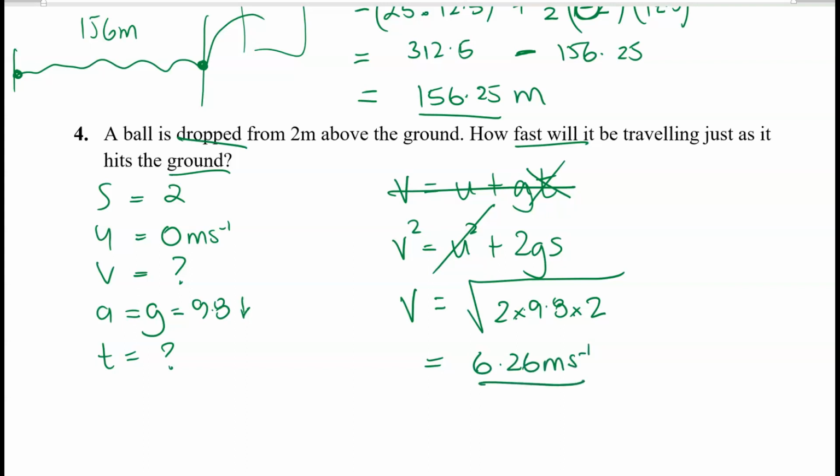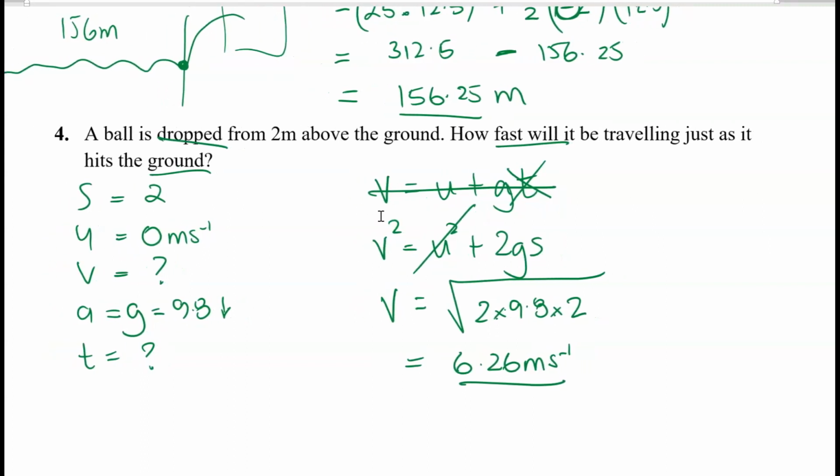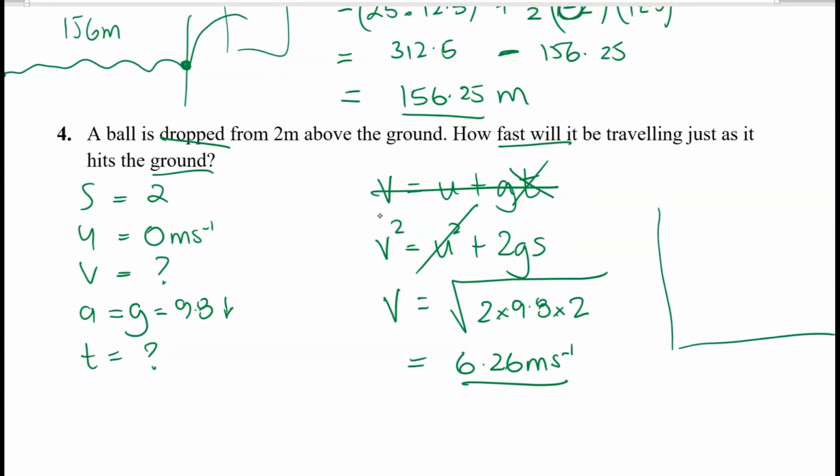Now, we could do an experiment to actually verify that by dropping a ball from 2 meters, but unfortunately we can't. And unless you guys have got motion sensors at home, I don't think we'll be able to do that. If we looked at a velocity time graph of that, it'd probably look something like this.